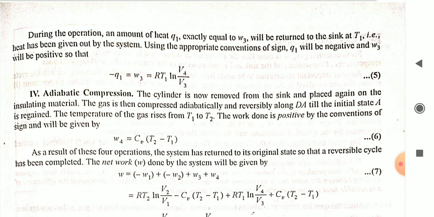As a result of these four operations, the system has returned to its original state so that a reversible cycle has been completed. The net work done by the system will be given by W is equal to minus W1 plus (minus W2) plus W3 plus W4.